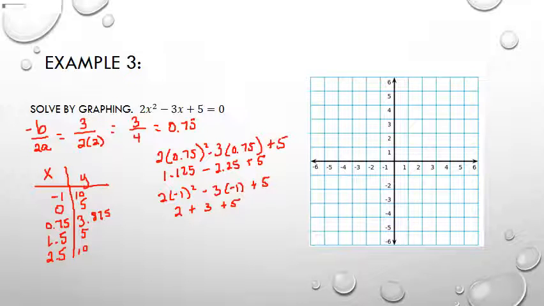Okay, so now let's go ahead and plot these points. -1, 10. Well, that's going to be way up here. 0, 5. 0.75, which is right before the 1. And then up 3.8. That's probably going to be right about there. Don't need to get it exact, though. 1.5 gives us 5. And then the other one is 2.5. That gives us all the way up to 10.